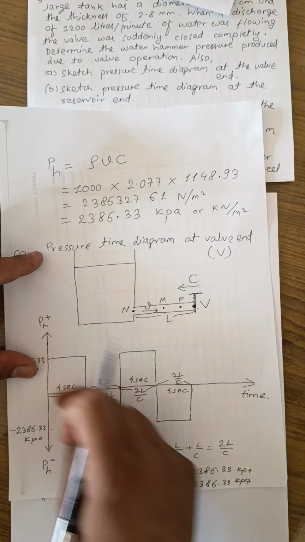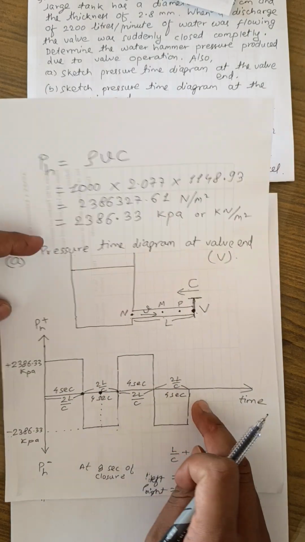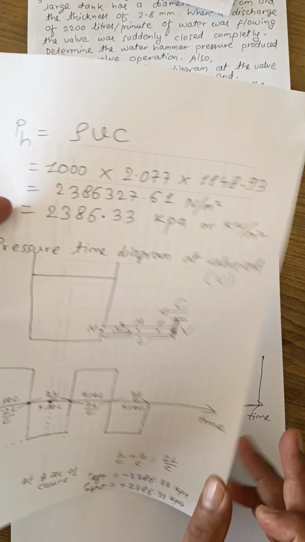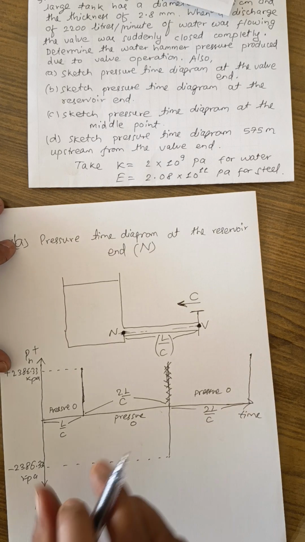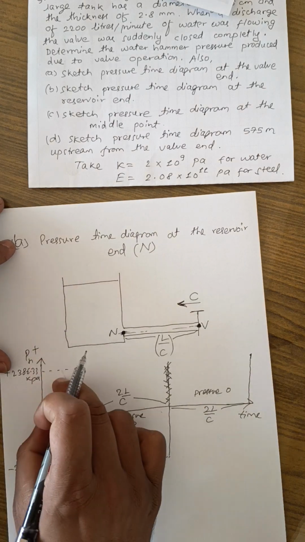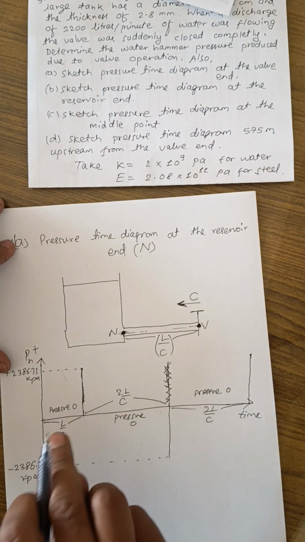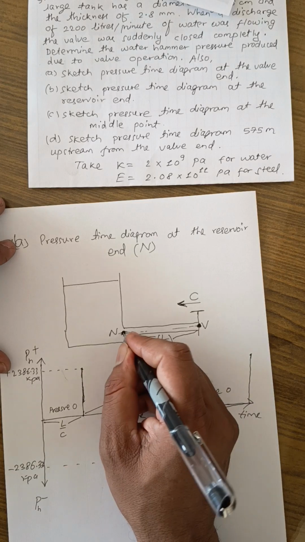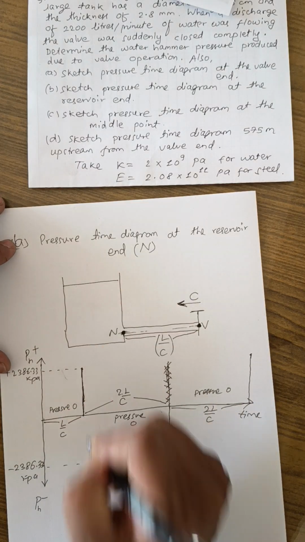So elastic compression and tension occur all the time, and at last the damping will occur. I hope you understand this. Now remember that for the first L by C time there is no pressure, and the wave just reaches the reservoir end after time L by C. That's why there is only a positive pressure.